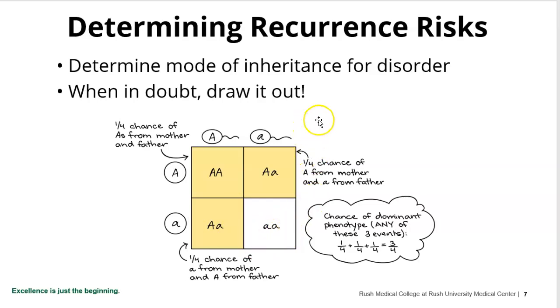So when we look at a recessive disorder, there's a 1 in 4 chance, if both parents are carriers, that they're going to have an affected child. There's a 2 in 4 chance, or 50% chance, that the child will be a carrier, and a 1 in 4 chance they'll get 2 normal copies of the allele.